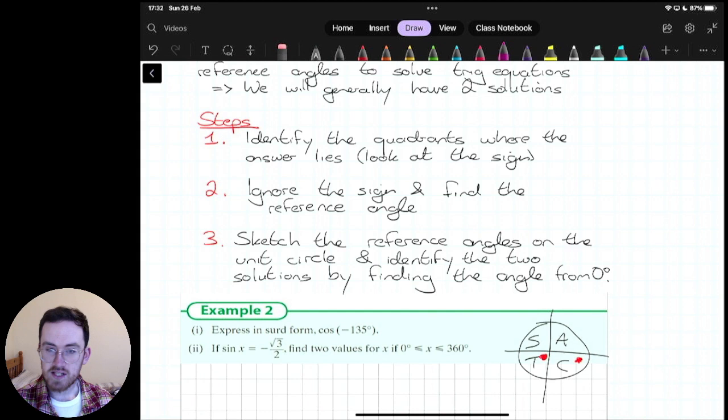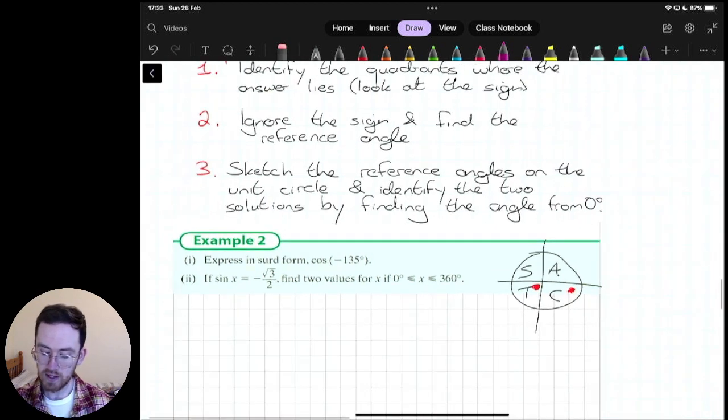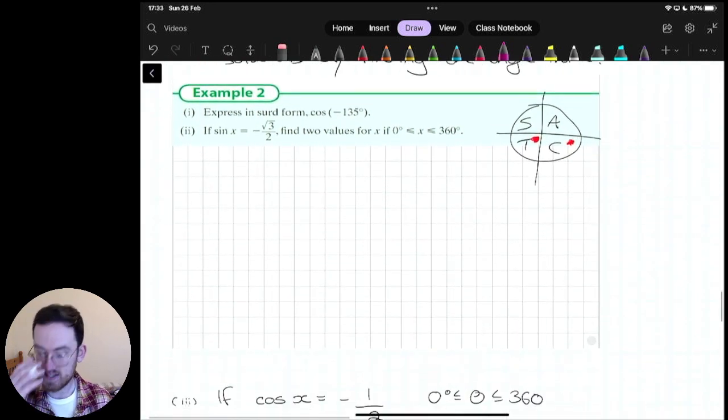Then we're going to ignore the sign. Once we know which quadrant we're looking at, we ignore the sign and find our reference angles. Then we sketch in our reference angles on the unit circle, and we identify the two solutions by finding the angle. So we'll sketch the reference angles onto our unit circle in those particular quadrants, and we'll use them to find the angle from 0 degrees, so the actual value of the angle. Let's see how that works in practice.